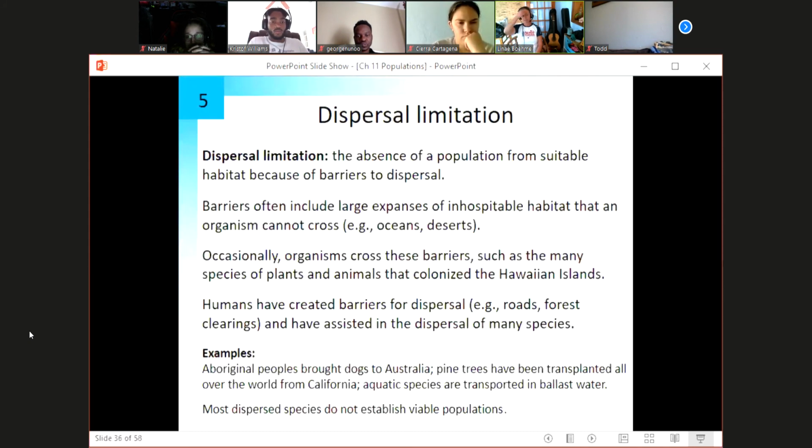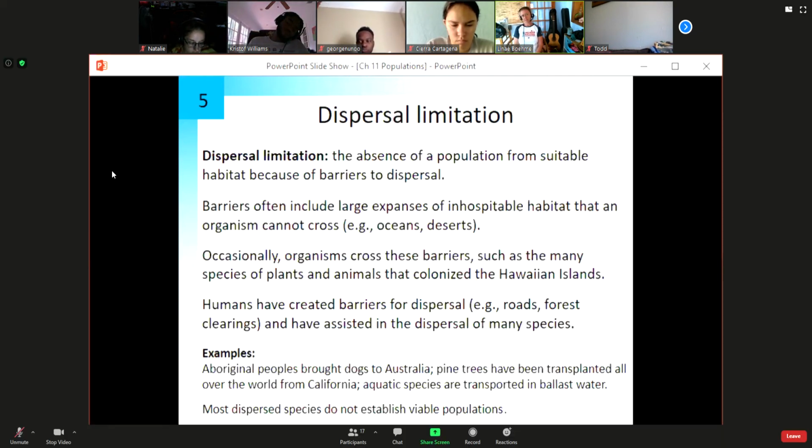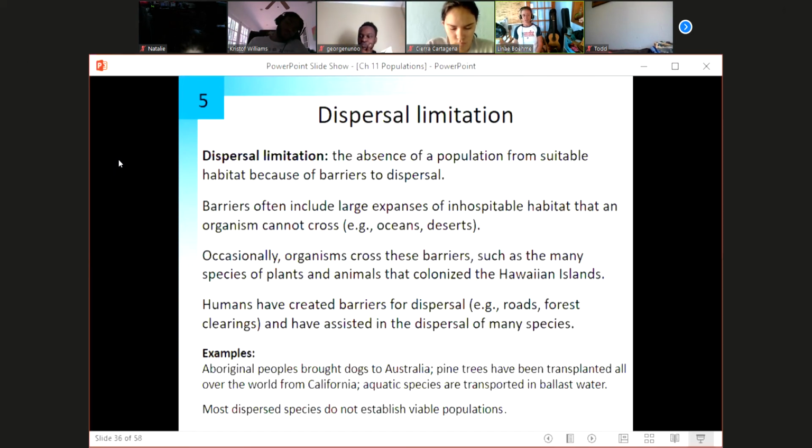Now, this idea of dispersal is kind of essential to ensure the survival of populations, because bad things happen in small locations and you can have individual extinction. So what limits each species is going to be different, but there is dispersal limitation where you don't see this organism. It looks like a suitable habitat. They could live here, but they can't get there because there's some kind of barrier.